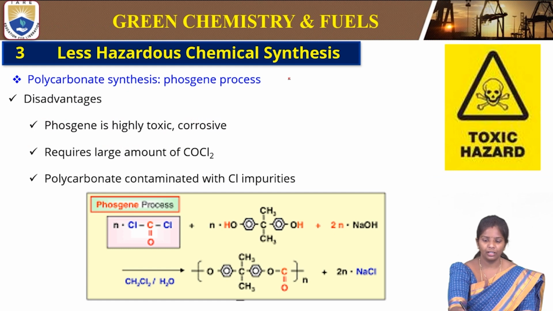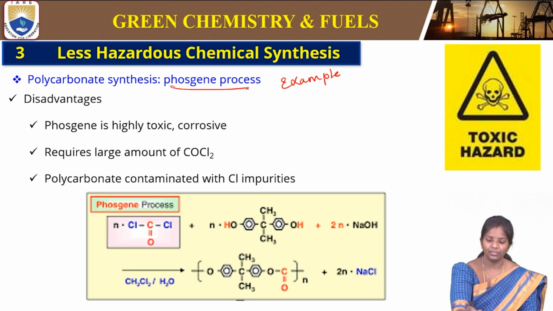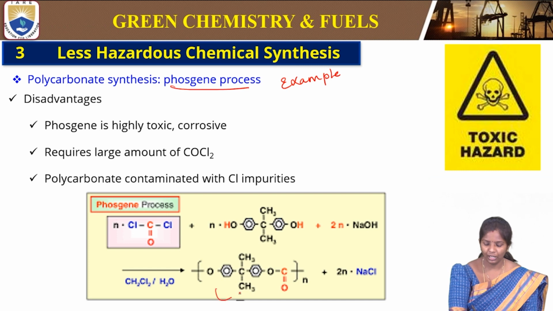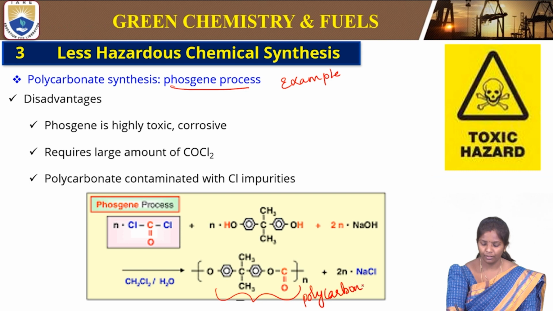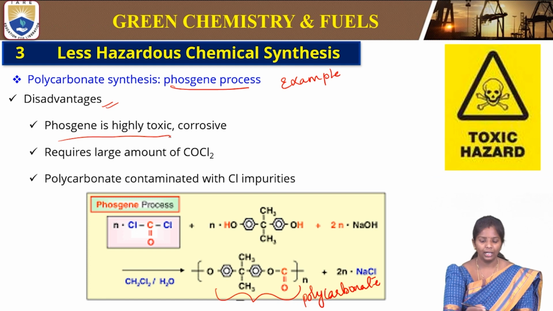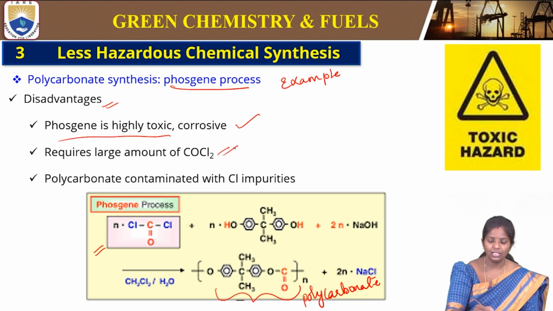So for example, if we see polycarbonate synthesis using the phosgene process. This is a process where polycarbonate is synthesized. So what happens in this? Here there is a formation of polycarbonate. The disadvantages are that phosgene is highly toxic and corrosive. This is a corrosive method. Using phosgene in the process is highly toxic and requires large amounts of COCl2.